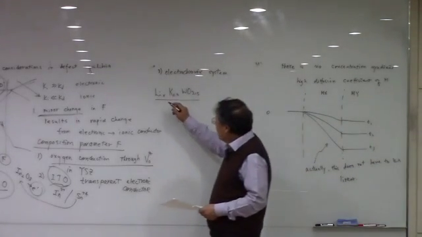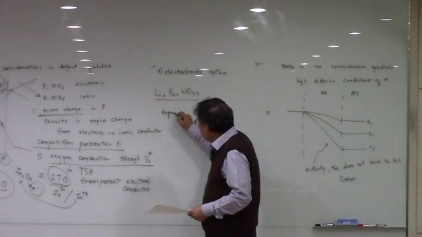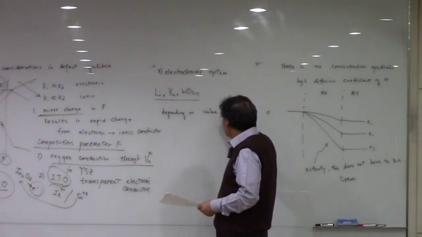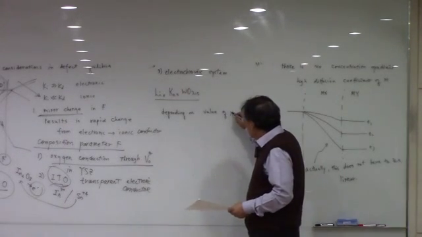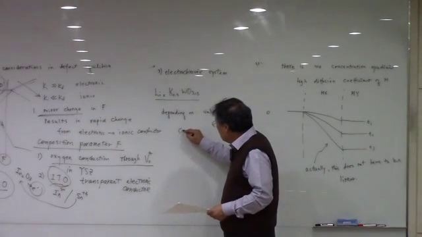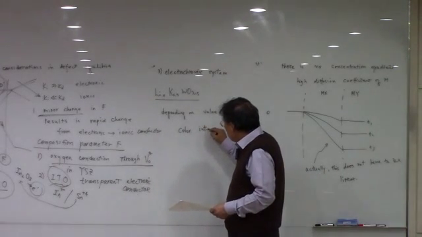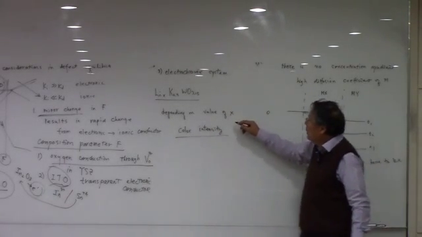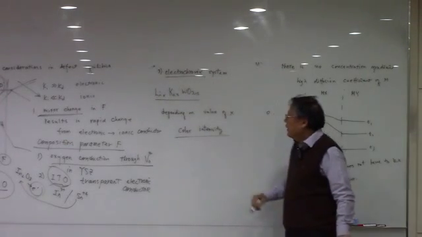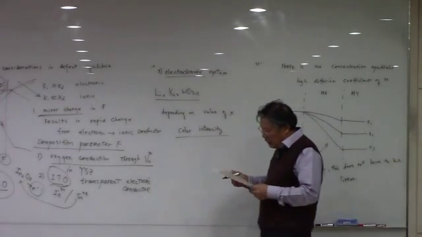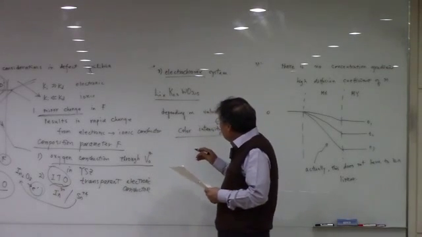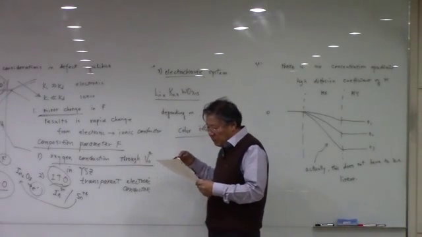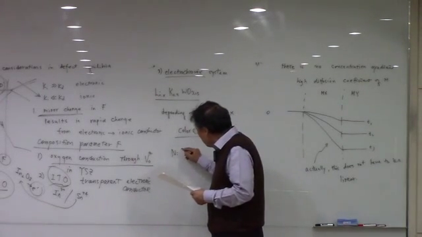Okay, depending on the value of x, the color intensity is going to be changed, and we call that electrochromic. Okay, it's exactly the same way to show the color changes, but the opposite way is the NiO system.